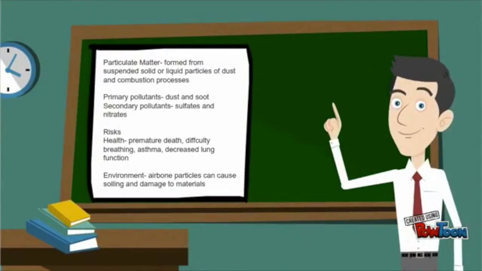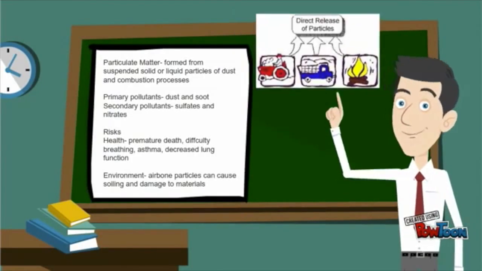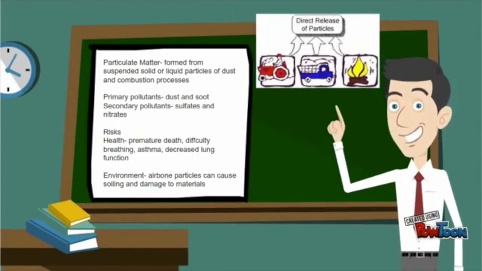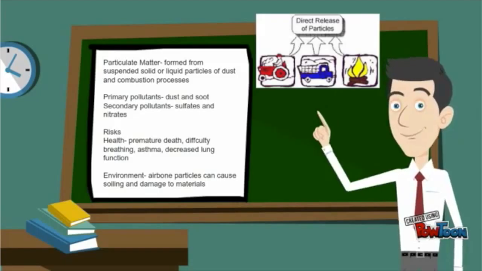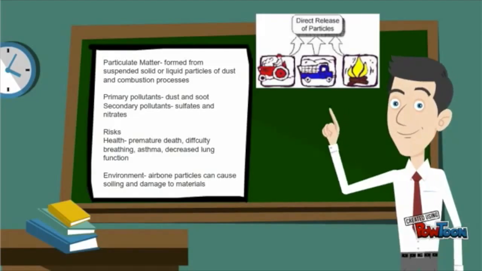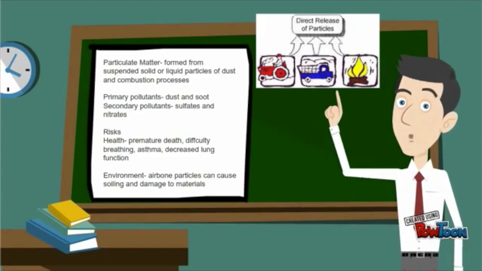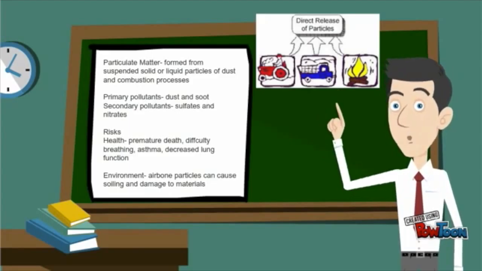Particle matter forms when suspended solid or liquid particles of dust in combustion processes. There are primary pollutants known as dust and soot, secondary pollutants known as sulfates and nitrates. Risks to humans are premature death, difficulty breathing, asthma, decreased lung function. Environmental impacts are airborne particles can cause soiling and damage to materials.